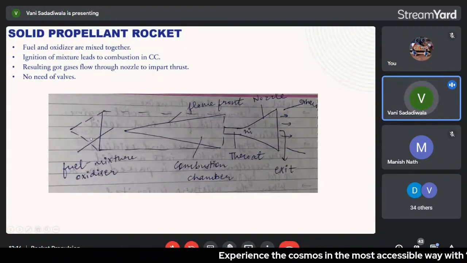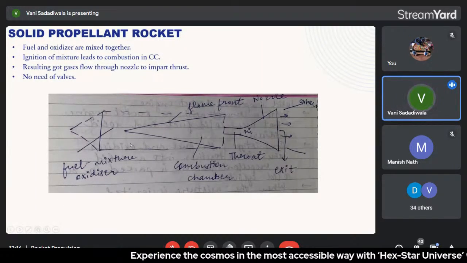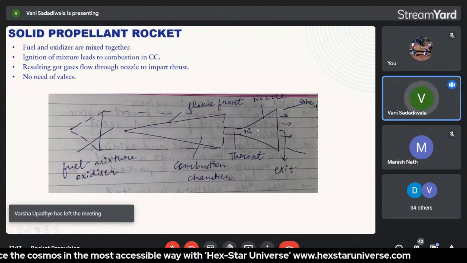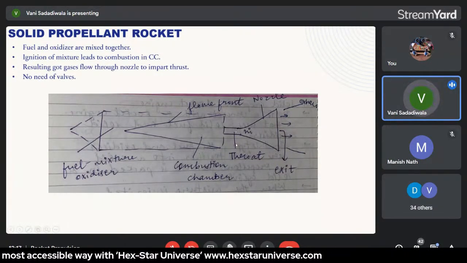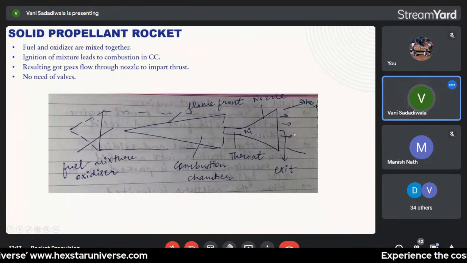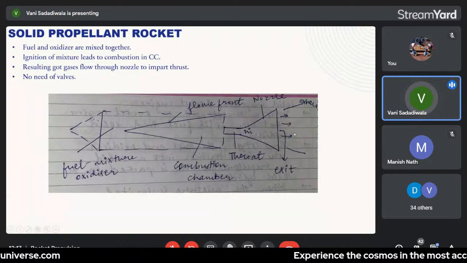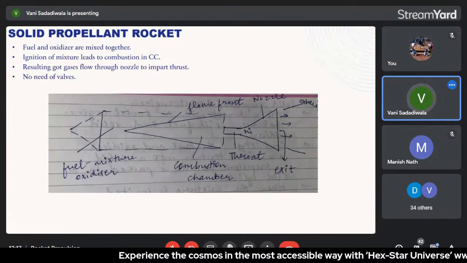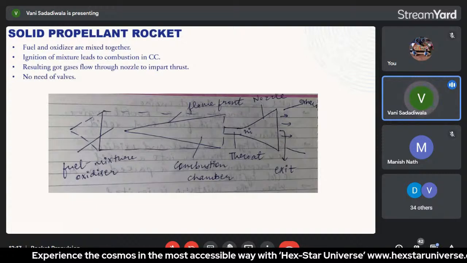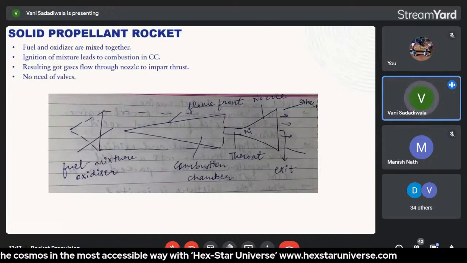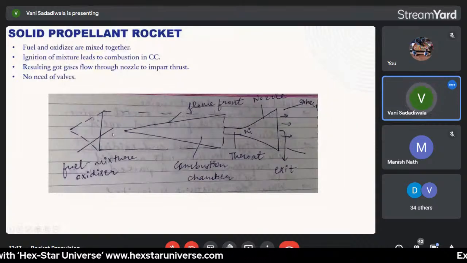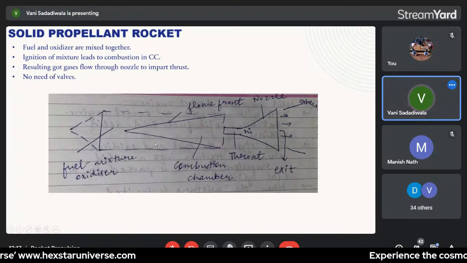The first part is the fuel and oxidizer mixture. The second part is the combustion chamber. The third part is the throat section area. And the fourth part is the nozzle, which resembles the exit area. So this is a type of rocket engine that uses solid fuel and solid oxidizer. In this type, the fuel and oxidizer are mixed together and packed in a solid cylinder. Here the solid cylinder has this kind of geometry, which is shaped in a triangular format.